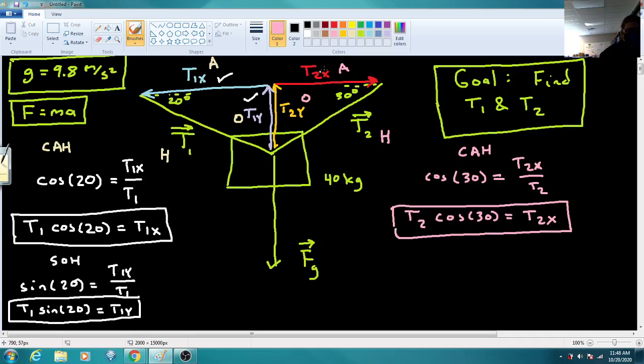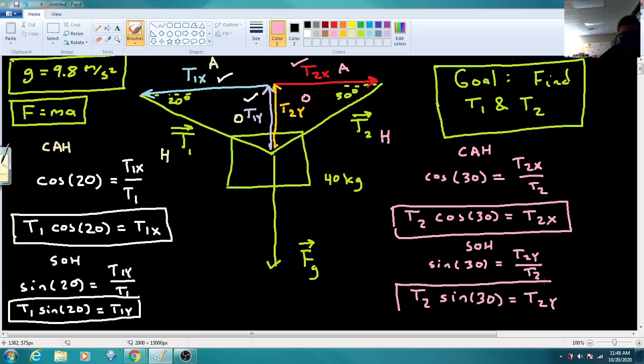So now I know what T2x is, and I just need to figure out T2y so I know what's going on there as well. So we'll use O and H, so that means we're going to use SOH. So sine of the 30 equals opposite, which is T2y, over hypotenuse, which is T2. T2 multiplies across, so we'll get T2 sine of 30 equals T2y. And I'll box that in.